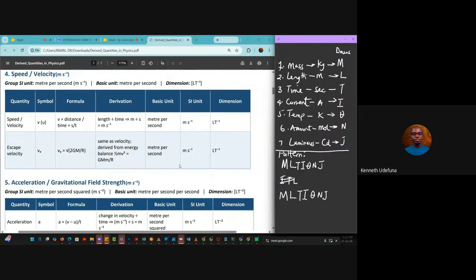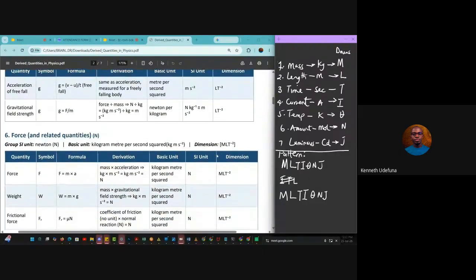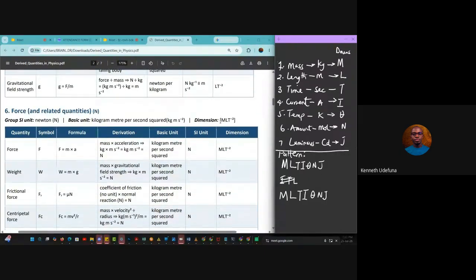So if you look at this now, we can proceed to others. Let me show you something. Okay, look at this one. Look at the dimension of force. You see the way they wrote it. It started from MLT. Look at the pattern, MLT. It also follows that pattern.